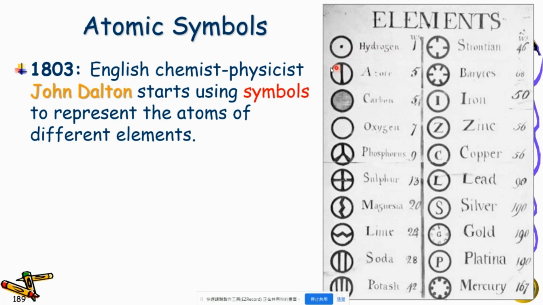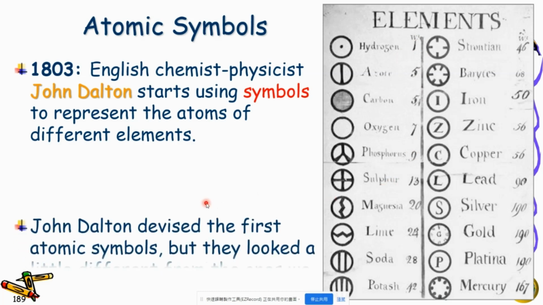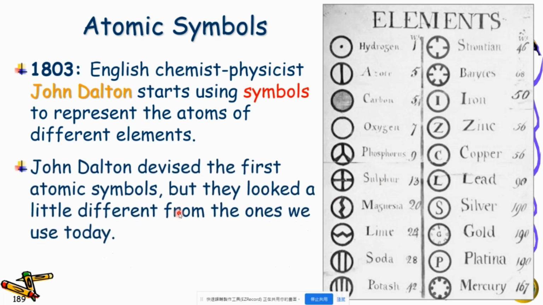For example, this is hydrogen. He drew a picture like this, and I don't know what this is. This is carbon, oxygen, phosphorus, sulfur. So all the elements have different symbols, and at that time they called this weight, and now you know this as atomic number, right? So Dalton devised the first atom symbols, but they look a little bit different from the ones we use today. We don't know why it's like this, right?